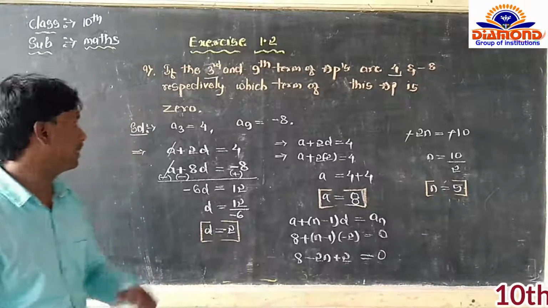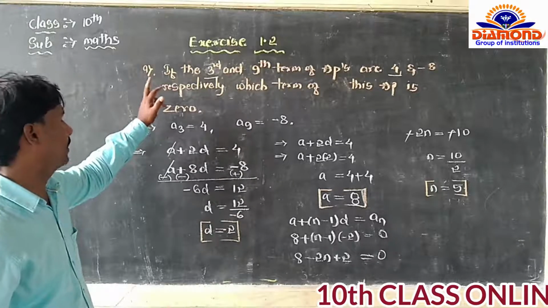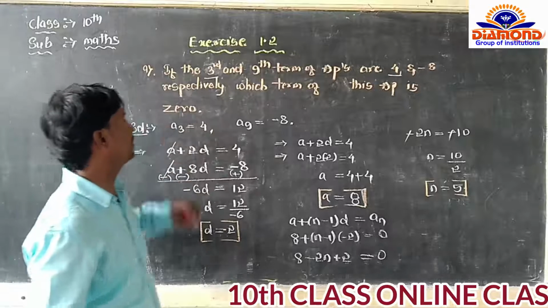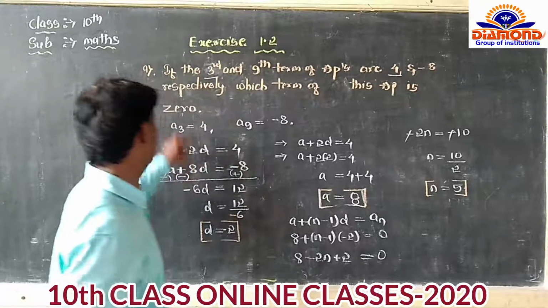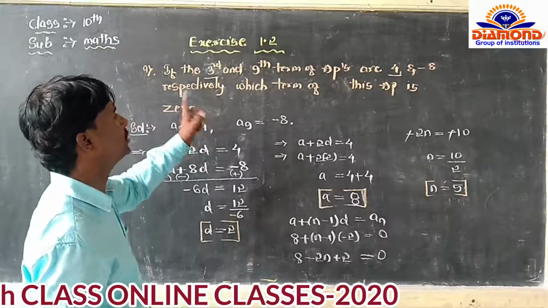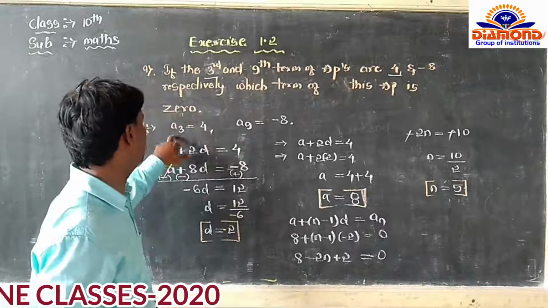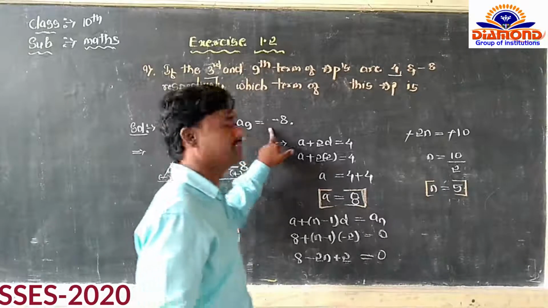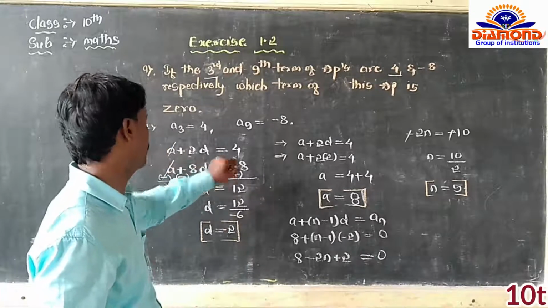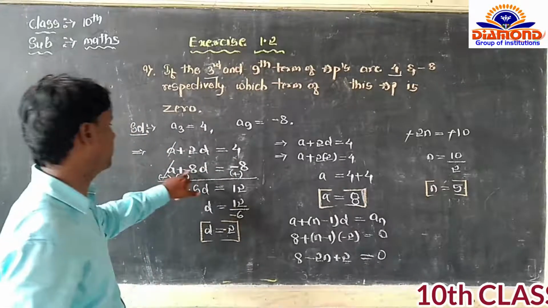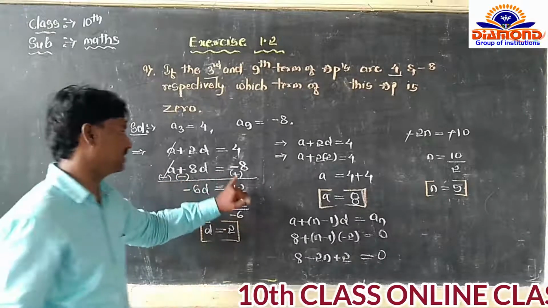Question, first of all, recap here. First of all, listen to the question, read the question properly. If the third and the ninth term of an AP are 4 and minus 8 respectively, which term of this AP is 0? Now first term A3 is equal to 4, A9 is equal to minus 8. A3 is written as A plus 2D is equal to 4 and A9 is written as A plus 8D is equal to minus 8. Plus has become minus, plus has become minus, minus has become plus.